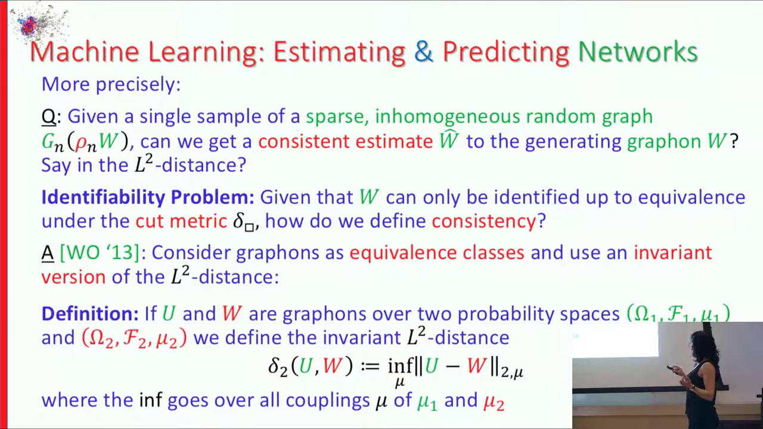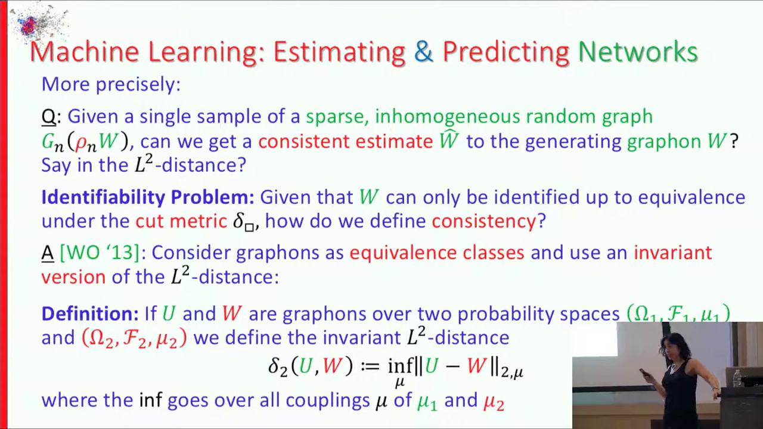So what Wolfe and Olhede said was, consider graphons as equivalence classes and use an invariant version of this. And one nice way of saying it is that if U and W are graphons over two probability spaces, I can define an invariant L2 distance by infimizing over all couplings. And even if they're not probability spaces, I can do couplings.